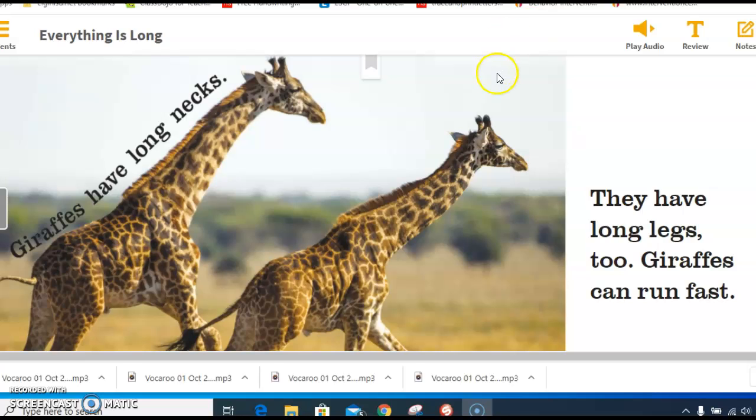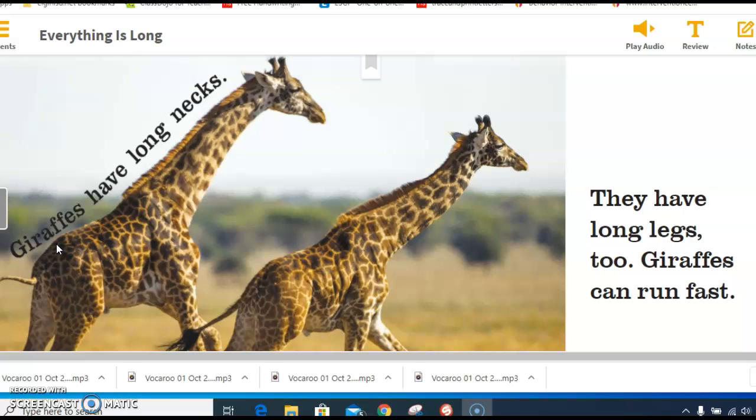Okay, so here we go. We're looking at the picture in our book, the giraffes. It says, giraffes have long necks. Can you find a subject in that sentence? Who has long necks? Giraffes. There's a subject you can write right there on your T-chart in your journal.